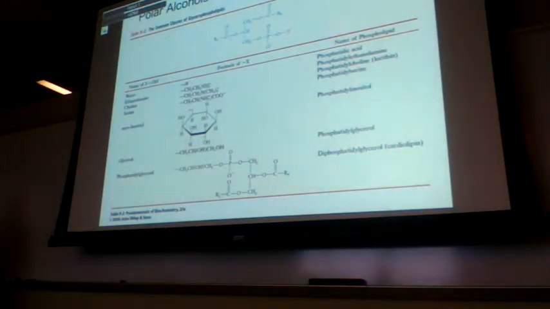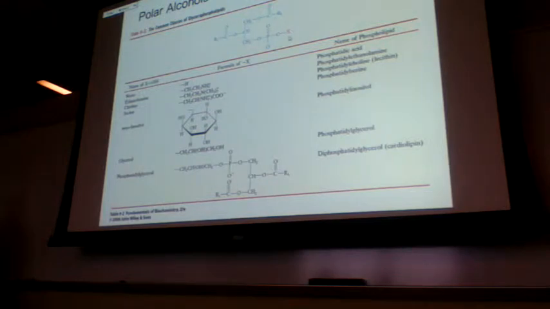The X group can vary. It's usually an H, in which case it's phosphatidic acid. Or a polar alcohol group. This table is in your textbook. So up here, again, it's just my structure of a phosphoglyceride, and here's that little X group that can vary, and if X is H, then it's a phosphatidic acid.